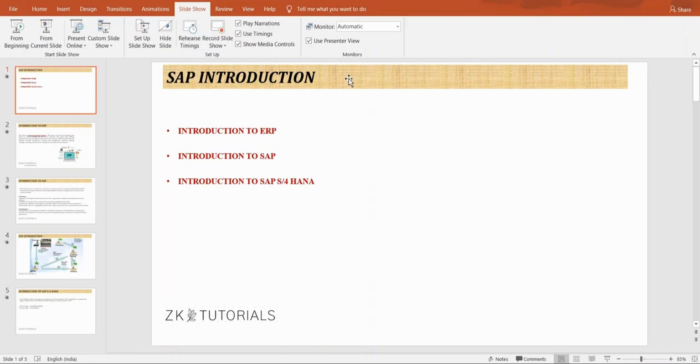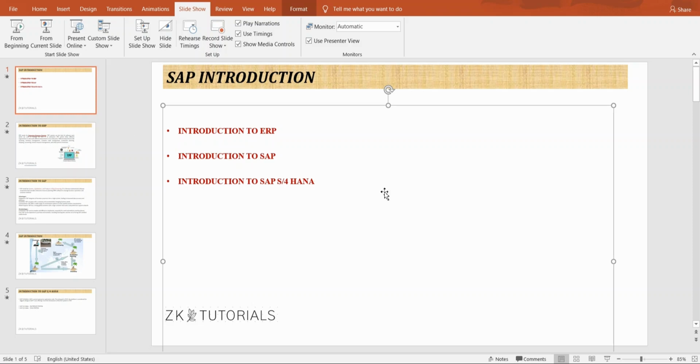Here we are going to start with the introduction part, the complete introduction. First we are going to have the introduction to ERP. Then we are going to have the introduction about SAP, and of course the introduction about S/4HANA, our latest product which you are going to learn here. So let's begin. Coming to the ERP.